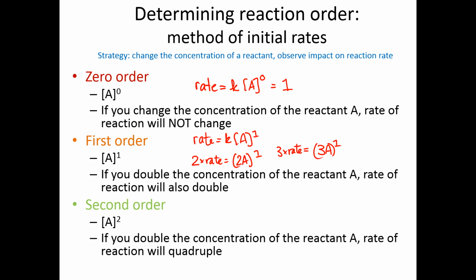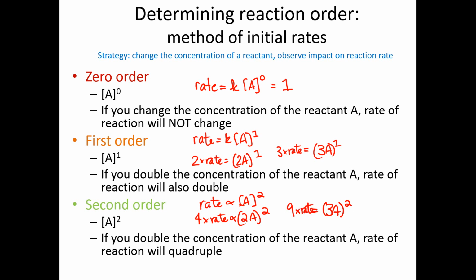A third possibility is your reactant could be second order. And in that case, let's say you double the concentration of the reactant, you would see the rate of the reaction would quadruple. Because we're seeing here, if it is second order, the rate is proportional to the concentration squared. So that means if you double the concentration, the rate is going to go up by 4 times. It's going to be 2 squared. If you triple the concentration, the rate's going to go up 9 times.